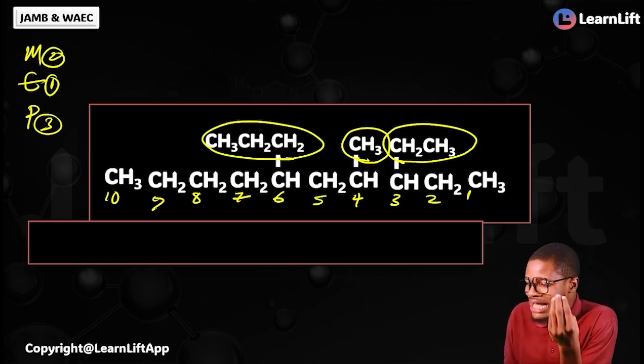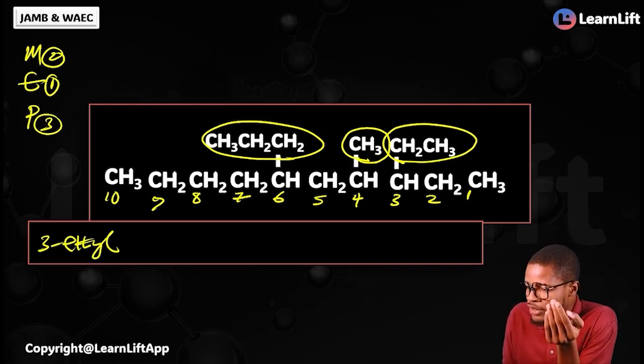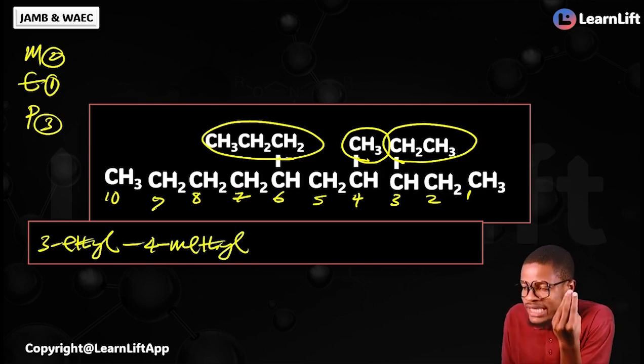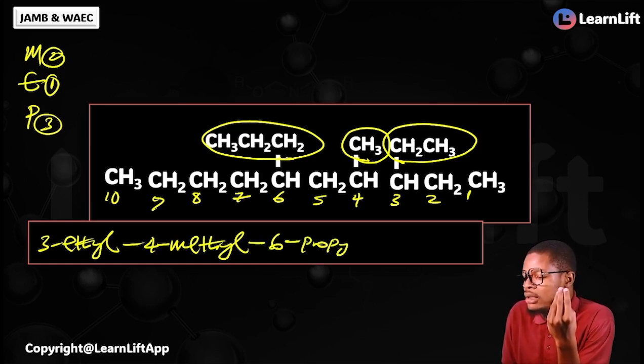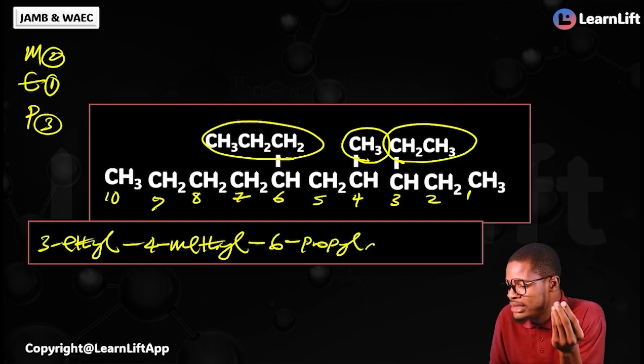So what's the name now? The numbers will now start. The first one that will come is ethyl. Ethyl is in which carbon? Ethyl is in carbon 3. That will give you 3-ethyl. Then methyl will follow. How many methyl? 4-methyl. 3-ethyl, 4-methyl. 6 is propyl. Then 6-propyl. Then the parent name has 10 carbons. What will it be? Decane.